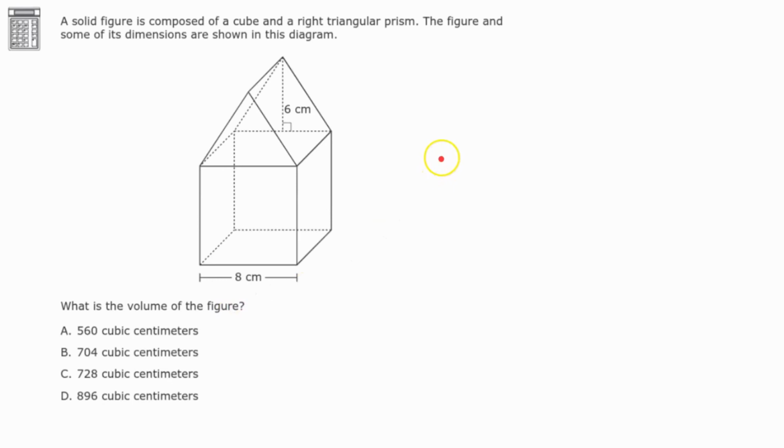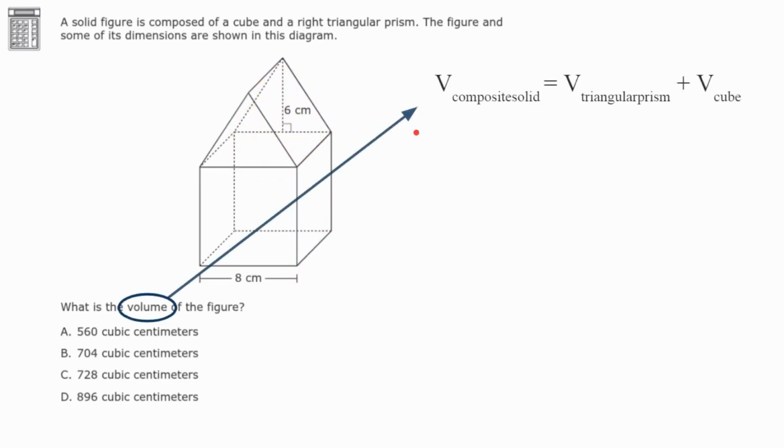Welcome back. So I refer to this in my classroom as a composite figure, meaning that it's 2 figures. We have a cube and we have a right triangular prism. So I'm going to find the volume of the figure by finding the volume of the composite solid. I need to find the volume of the triangular prism, and then I need to find the volume of the cube and add them together.